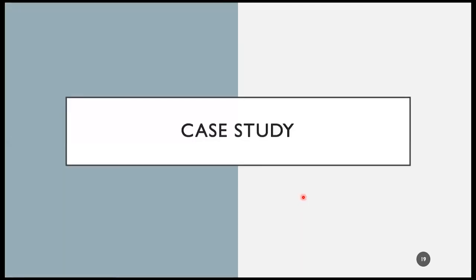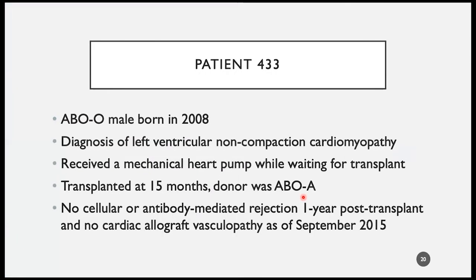So now we'll move on to a case study. I intentionally selected a patient that had a complex case to highlight some of the issues of transfusion in young cardiac patients. So this is patient 433. They are an ABO-O male who was born in 2008.